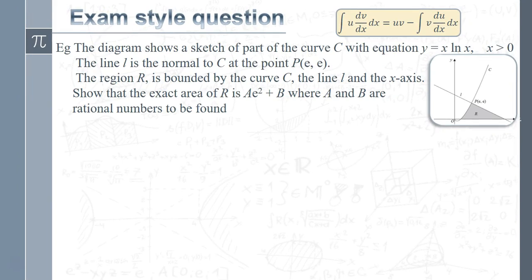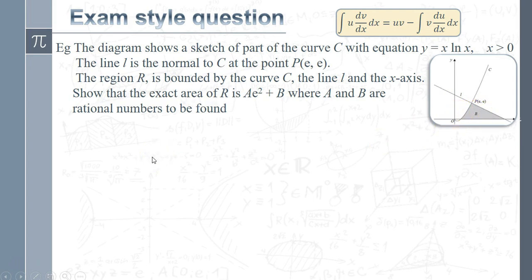And here it is. We've got to find the area under the curve and the line. We've got the curve C, with equation y equals x ln x. And we've got the normal to the curve, that's our line L. We've got to find the equation of that, and use those two things to work out this region down here, R.